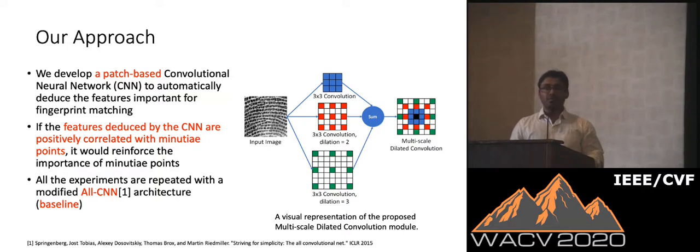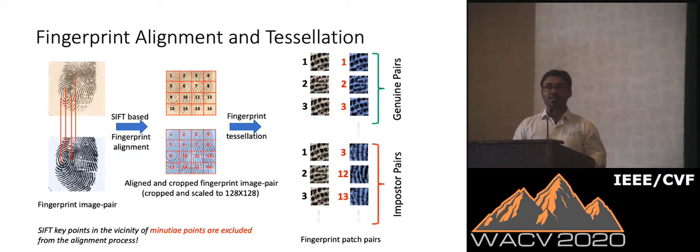For this process, we work with pairs of fingerprint images that we align using SIFT key point matching, while ensuring no minutia points are used for alignment. And these aligned images are then tessellated to form genuine and imposter patch pairs.